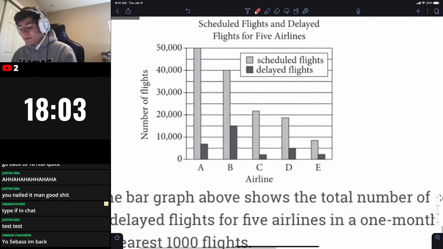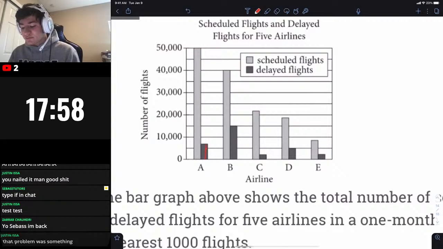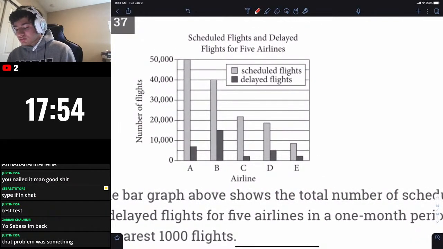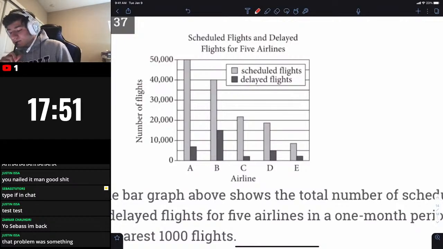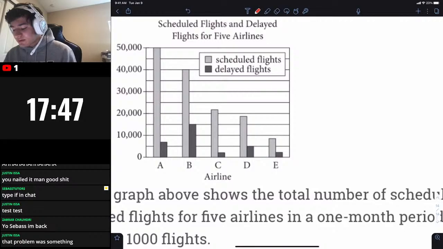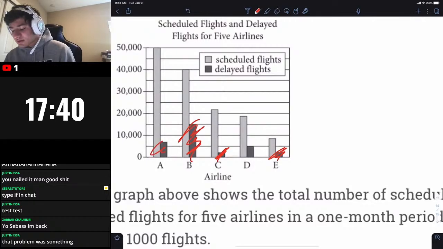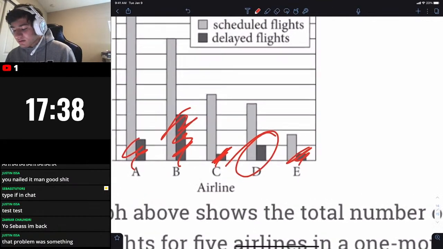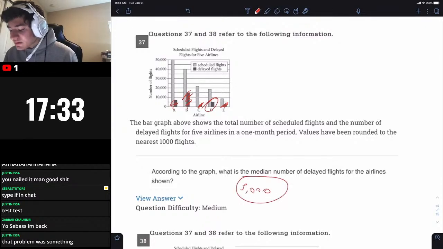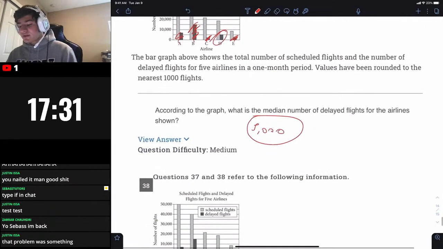Ugh. Well, okay. This is 5,000. So plus 2.5 thousand is... Oh, I got it. Okay. So this is the smallest. This is the biggest. Smallest. Next biggest. It's D. It's that. Whatever that is. 5,000. Yep, that is the answer. 5,000 is the median, right? Because you order from least to greatest and you find the middle value.